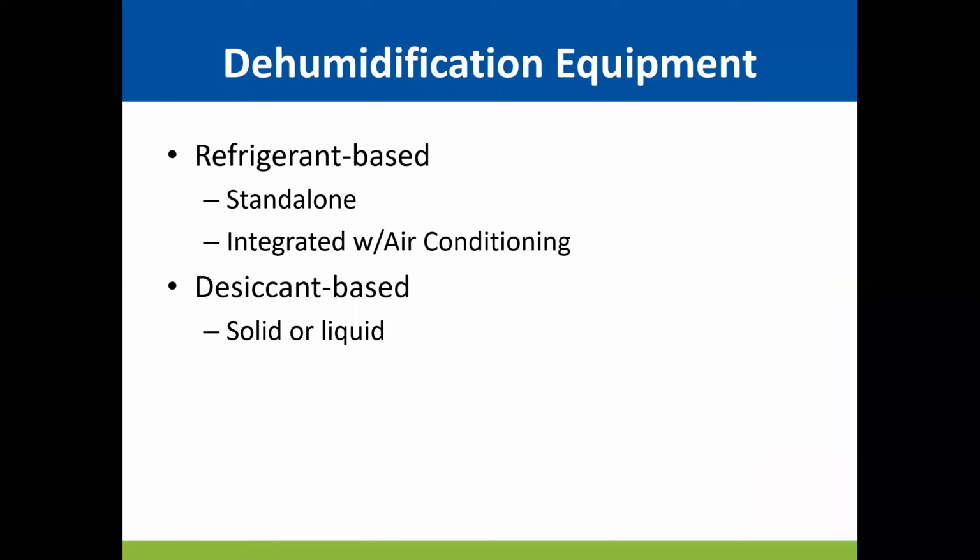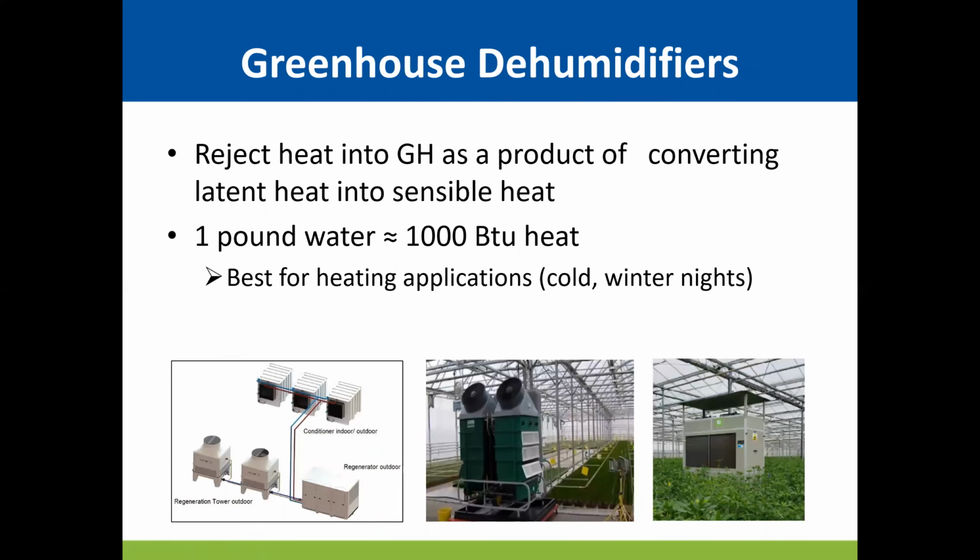Okay, what about just dedicated dehumidification equipment? There's two basic types. There's the refrigerant-based and there's desiccant-based, okay? And some of you are familiar with both. For greenhouse, most of the dehumidification equipment that's out there is rejecting the heat that's generated by these machines back into the greenhouse.